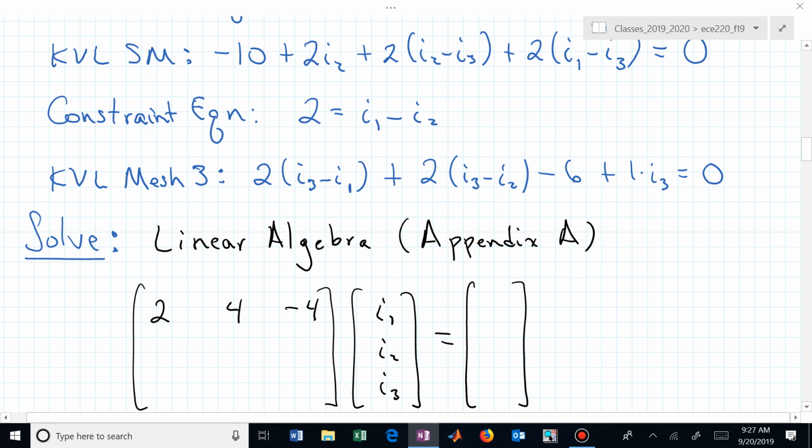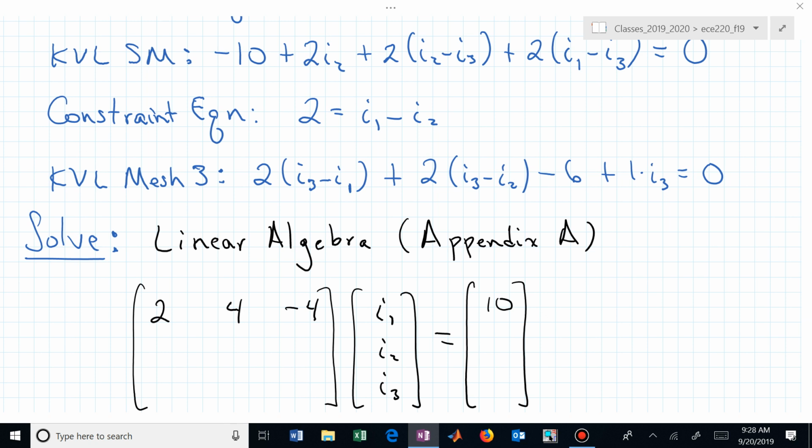And what's on the right-hand side? All of our constants are moved to the right-hand side. We add or subtract to get them over. Let's add 10 to both sides, and that gives us a 10 on the right-hand side. Are we comfortable with where those numbers are coming from?